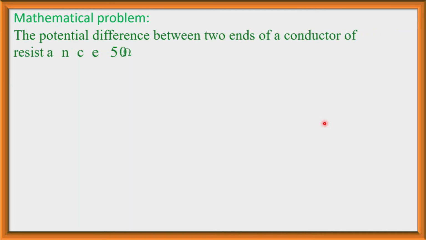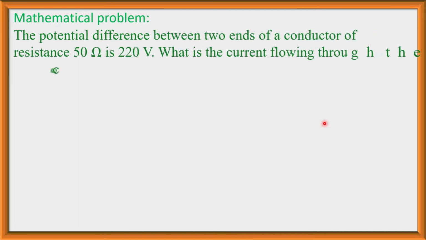Now, mathematical problem. The potential difference between two ends of a conductor of resistance 50 ohm is 220 volt. What is the current flowing through the conductor? Here, the resistance of the conductor is 50 ohm and the potential difference between two ends of the conductor is 220 volt. We have to determine the current flowing through the conductor. Now solution.